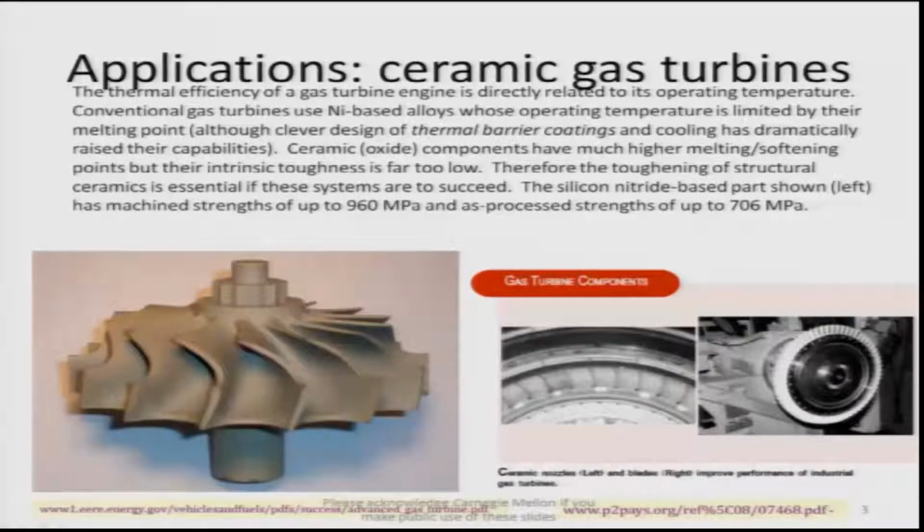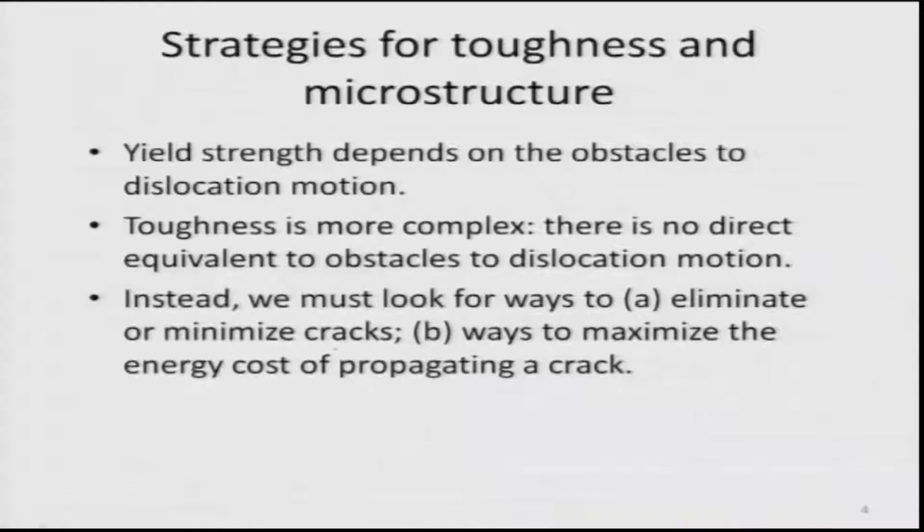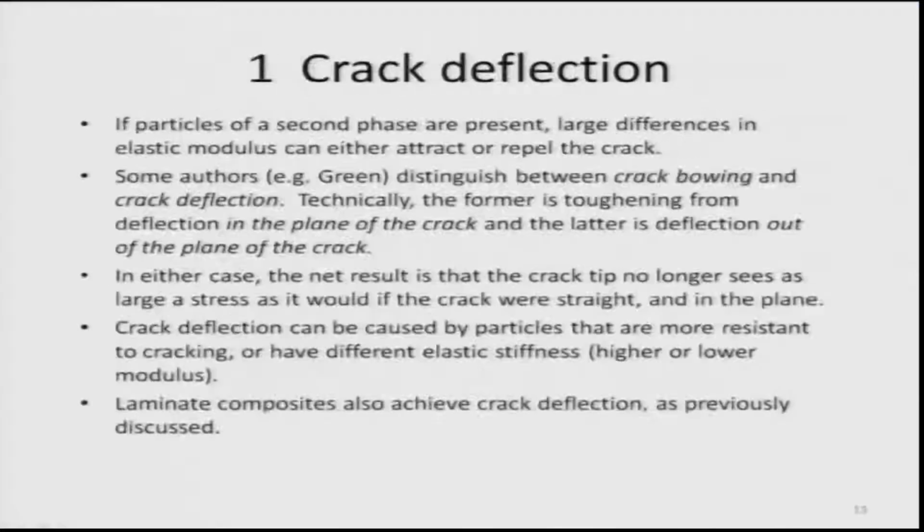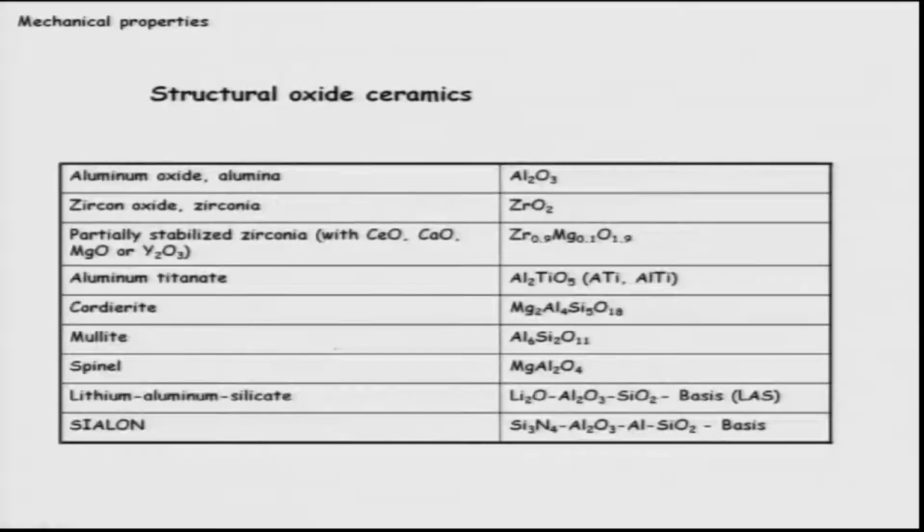Silicon nitride base, shown here, taken from US websites, remember, can actually be used up to a strength of 960 MPa and at a temperature of more than 1200 degrees Celsius. So, there are uses of these kinds of gas turbine blades. These are the gas turbine components, and this is the main turbine blade of silicon nitride. Before I go into strategies of microstructure, let me give an example of issues of ceramics.